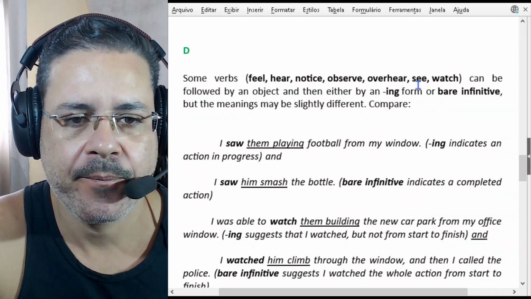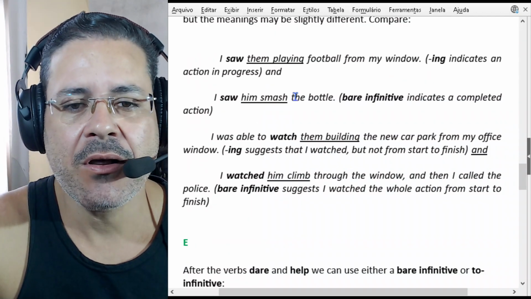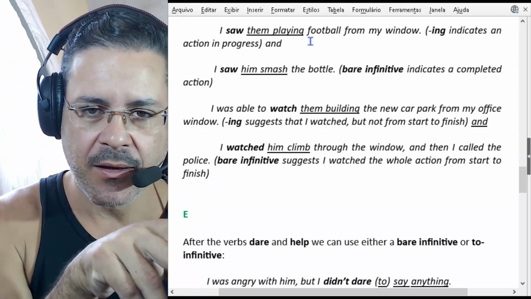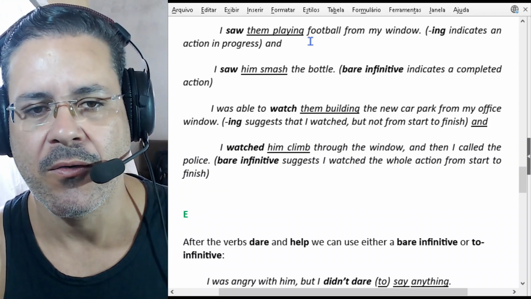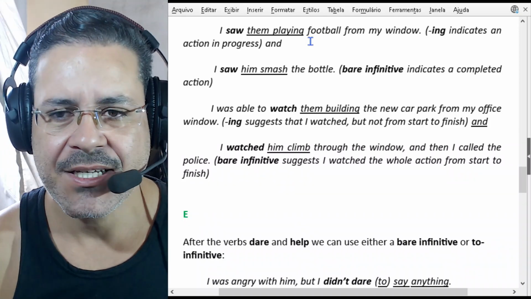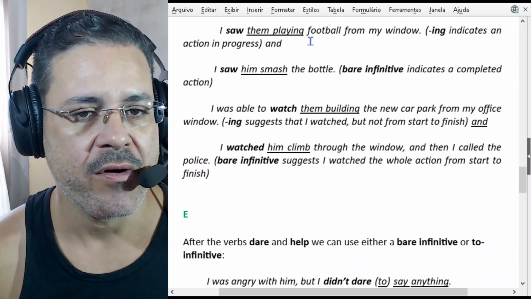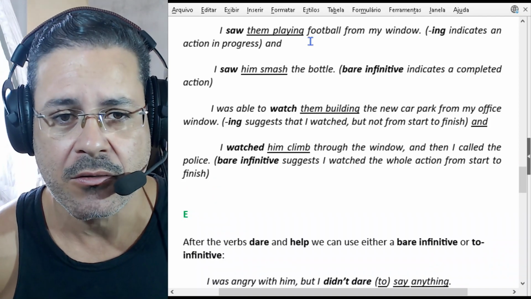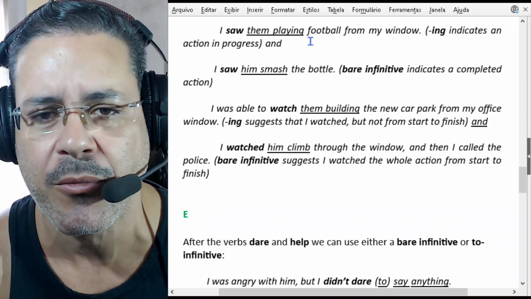Compare. I saw them playing football. I saw them playing football from my window. In that case, the ing of the verb to play indicates an action in progress. From my window, I was able to see them playing football.